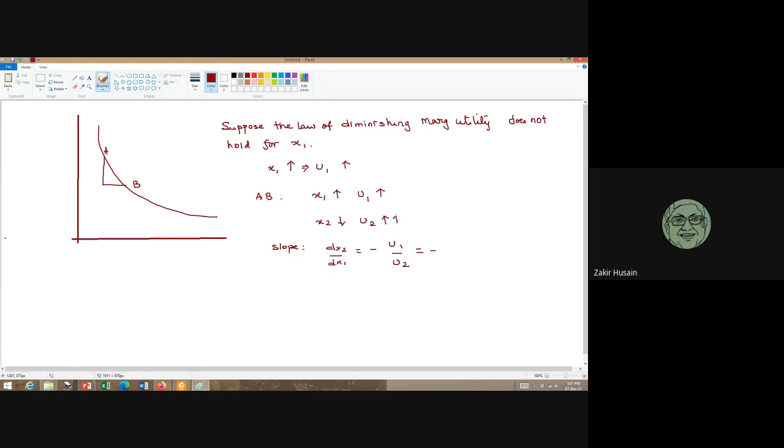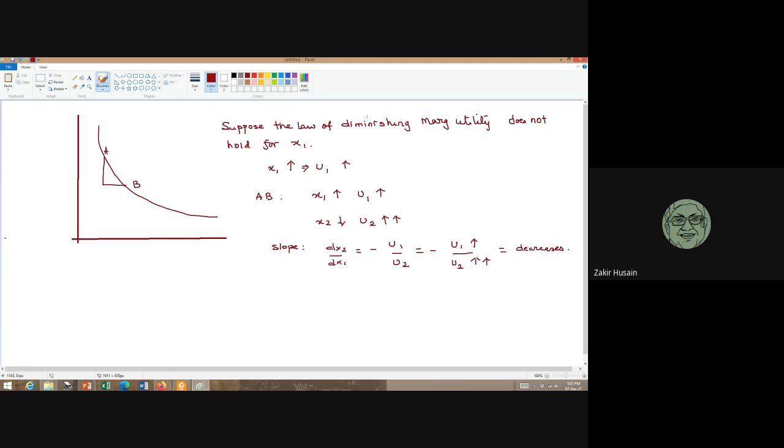Now suppose this double arrow means that u2 increases sharply. u1 also increases, but it increases less. u2 also increases, but it increases more. So what will happen now to the slope in absolute terms? Absolute value will decrease because u2 is increasing more than u1. I'm not writing in absolute terms, I hope you can remember.